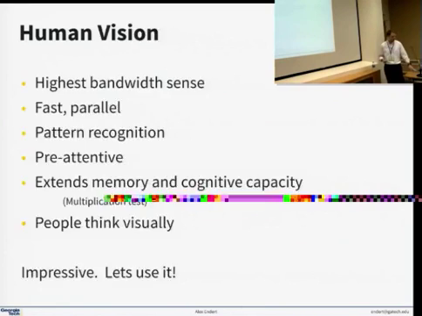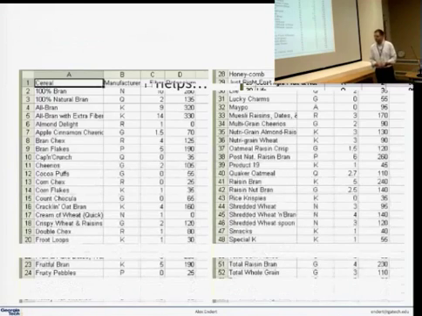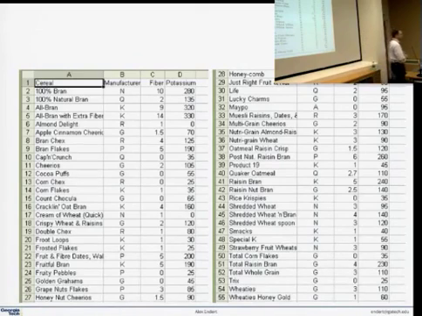And therefore, we can use visualization in that sort of way. So I'm going to do a very quick, simple example here of some simple data. Here it is. It's cereals, and we have different manufacturer codes for these cereals. We also have how much fiber and how much potassium these things contain, right? And this is in a very familiar format as we look at data.